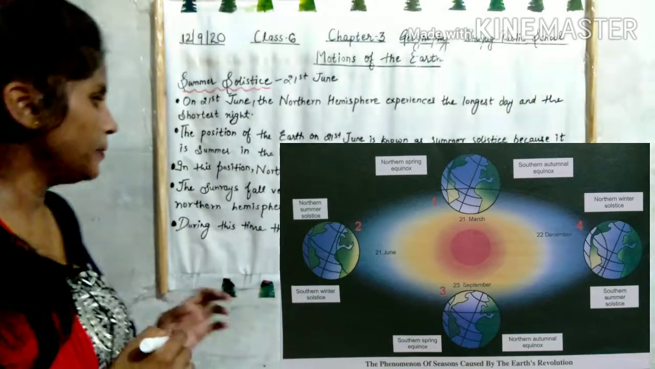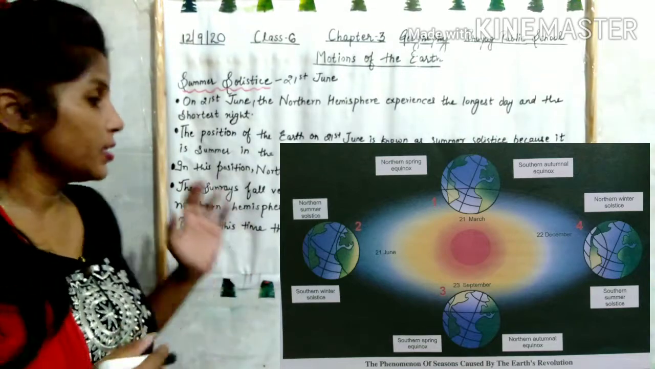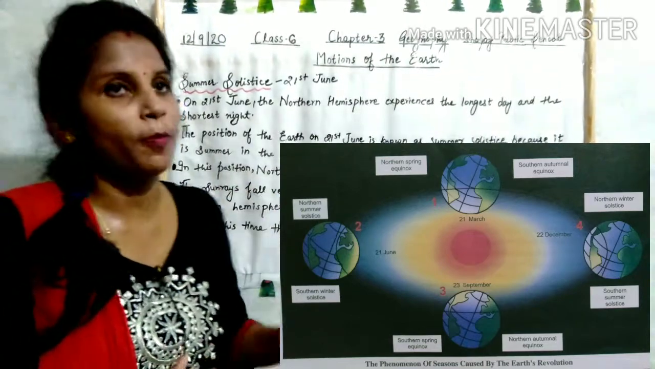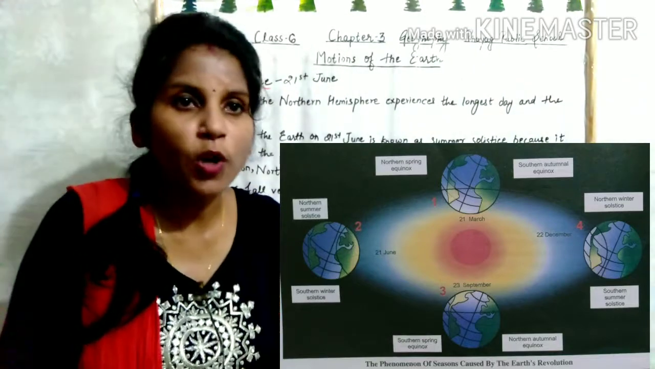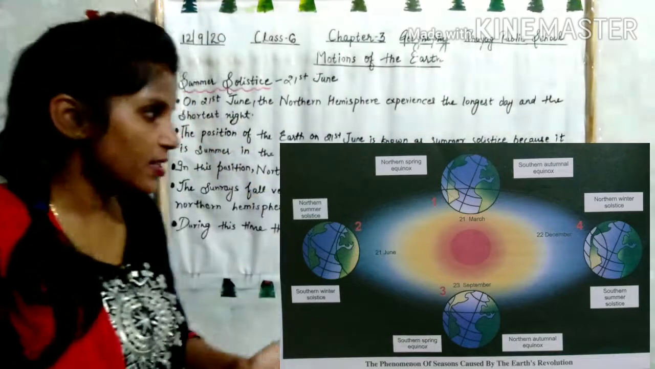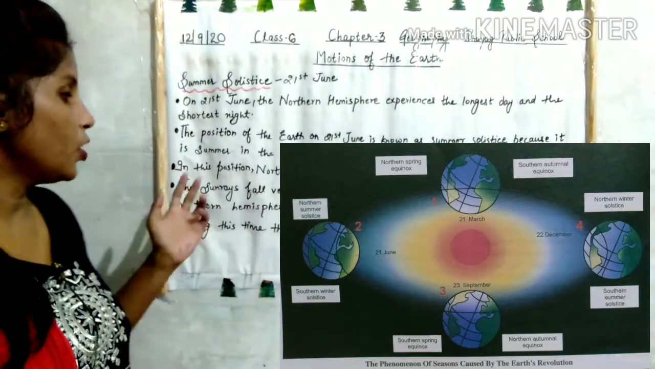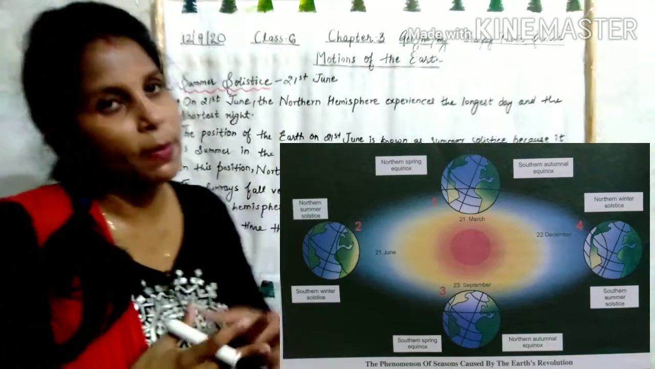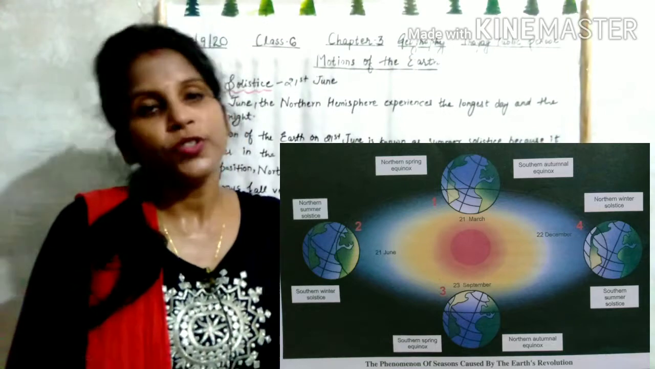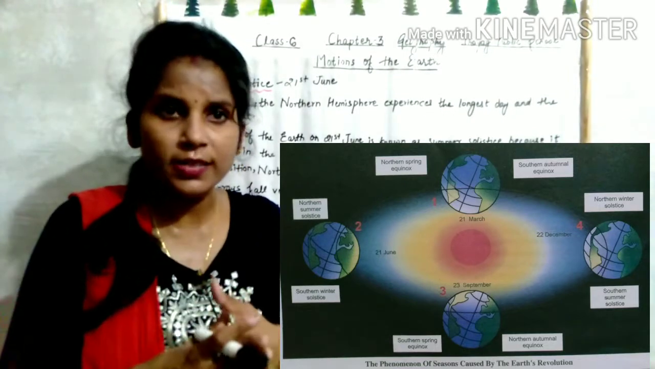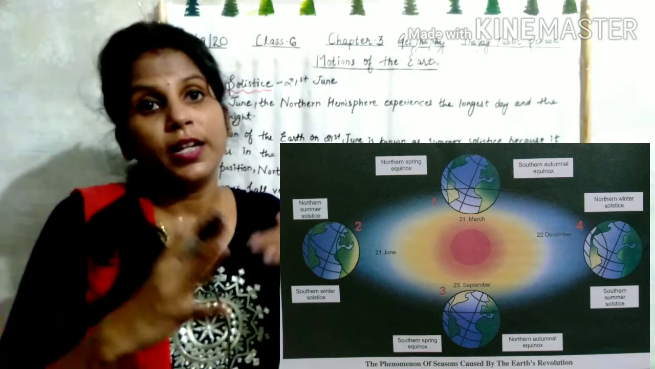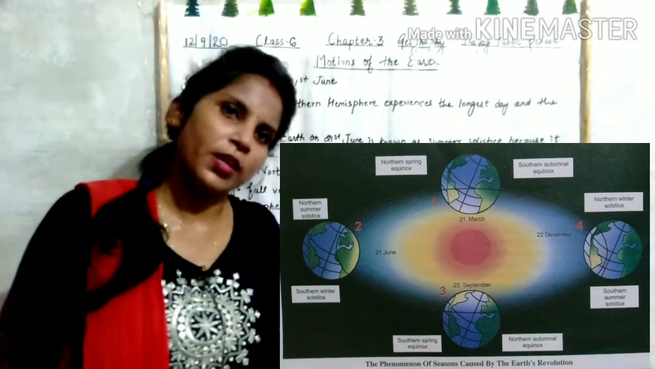Then fourth, the sun rays fall directly on the tropic of Cancer. And where do the sun rays fall directly? On the tropic of Cancer. Therefore, places in the northern hemisphere experience summer season. So the sun rays fall directly on the tropic of Cancer. That's why there is summer season in the northern hemisphere.